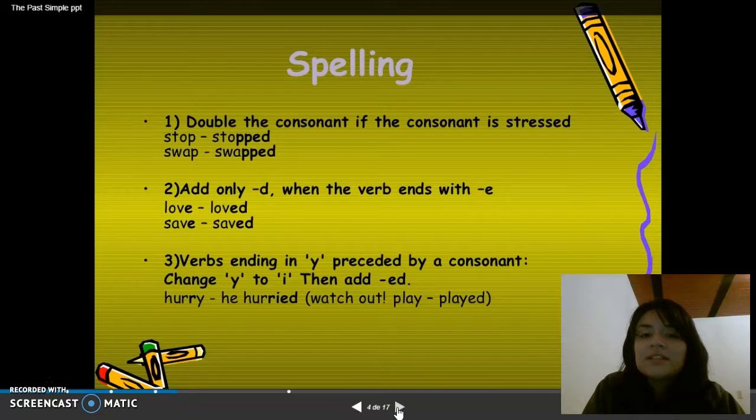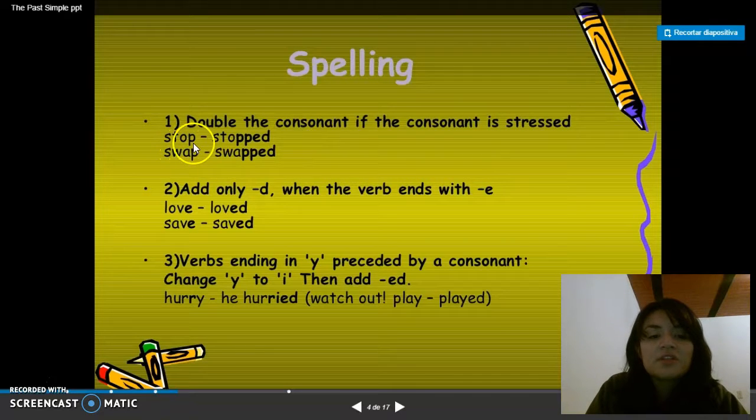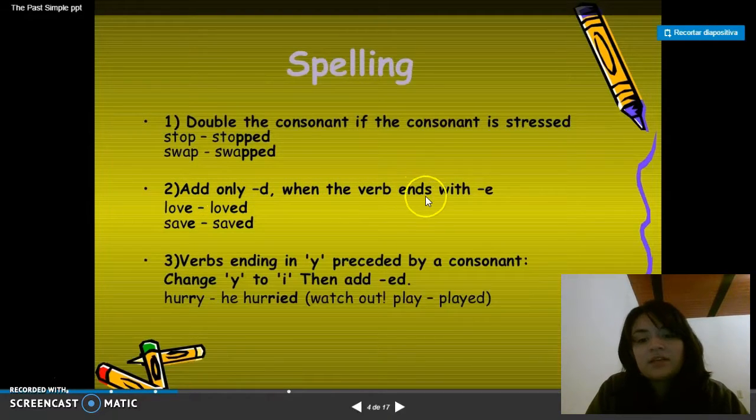Then let's go on to the spelling of these verbs. Double the consonant if the consonant is stressed. For example, in the case of stop, stopped. You double the final consonant. Swap, swapped. You see? Add only the d when the verb ends in e, because you don't need to add an extra e. Love, loved, save, saved.